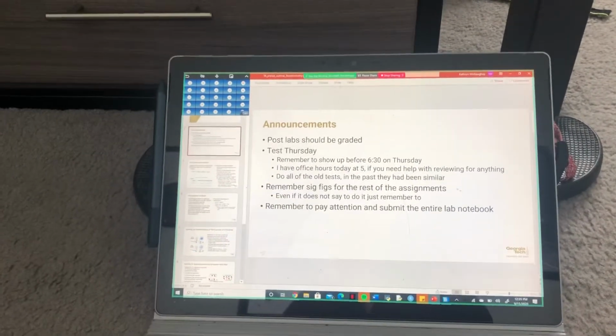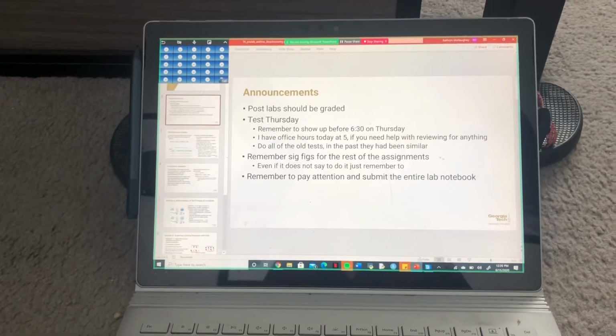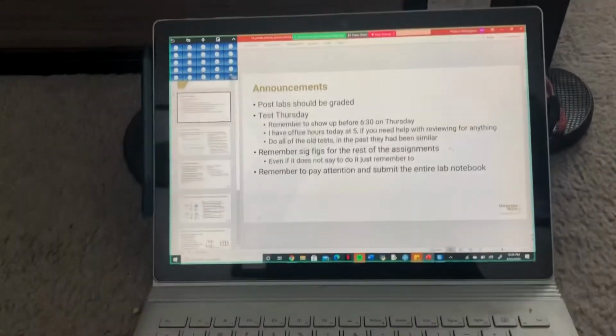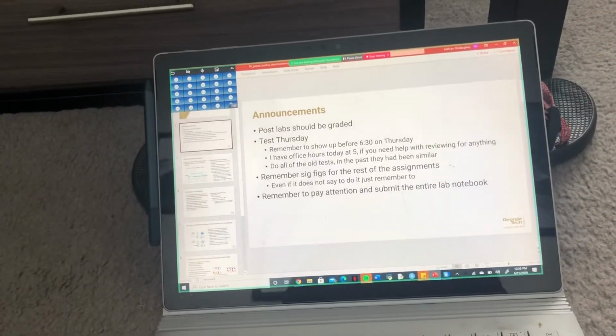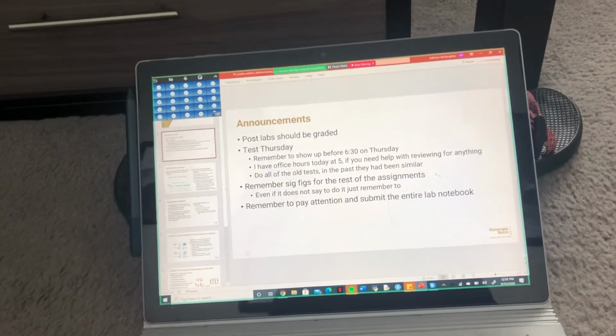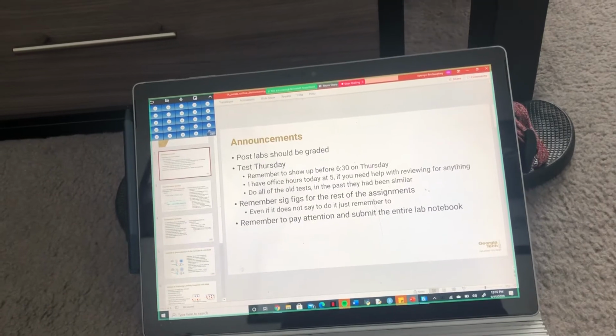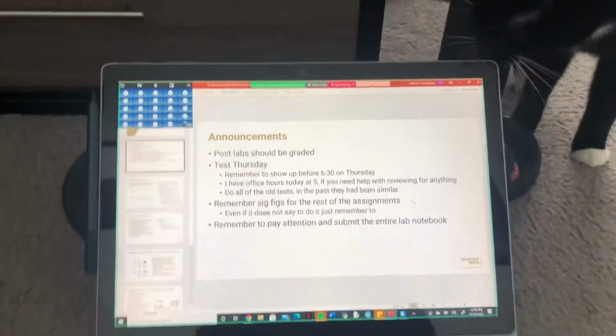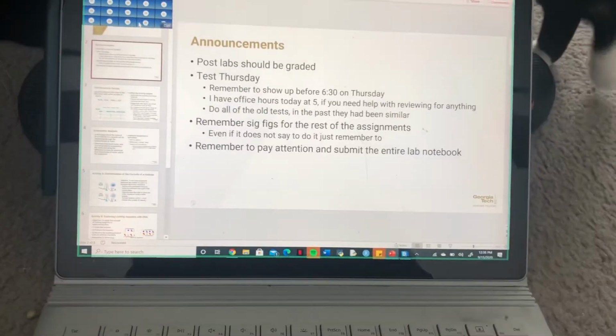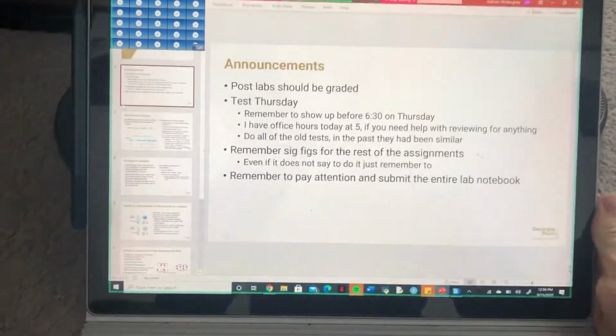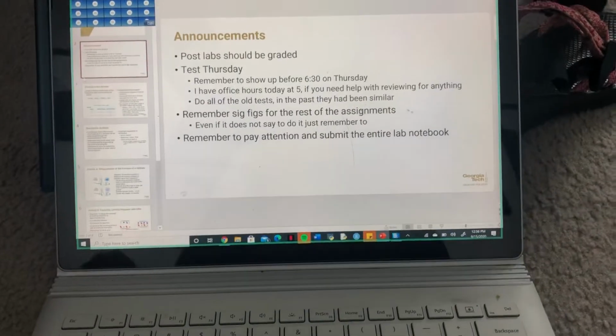I have office hours at 5 today if you need any help. And then for me, doing all the old tests was really helpful, because there was usually very similar content, and it taught me how the teachers tend to write the tests. And then also for your next assignments, remember to use sig figs. Even if it doesn't say to do it, just remember to use your sig figs.